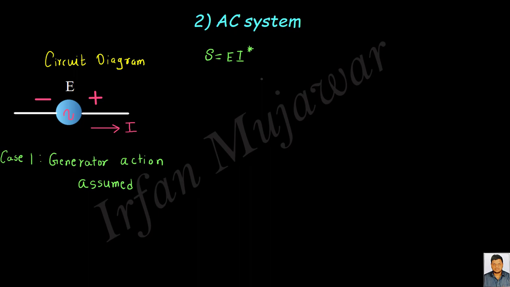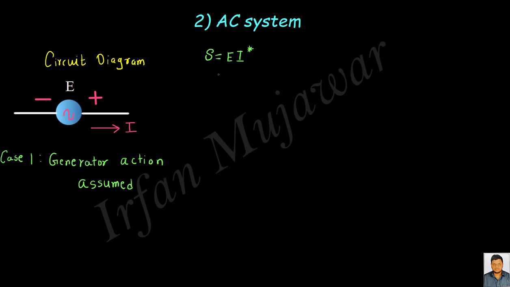Now here various cases we have to assume. When we solve this particular equation, S is equal to E I conjugate, in rectangular form we will get a real term, which will be the active power, and we will get the imaginary term, which will be the reactive power. Based on the signs of active and reactive power, we will come to the conclusion whether that particular machine is really absorbing or delivering the power. Here we are assuming by this particular convention that if we get P and Q as positive, then it will deliver the power. But we have to do the actual calculations while solving the numerical.